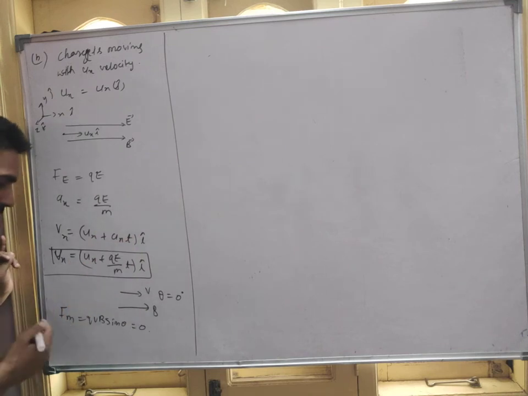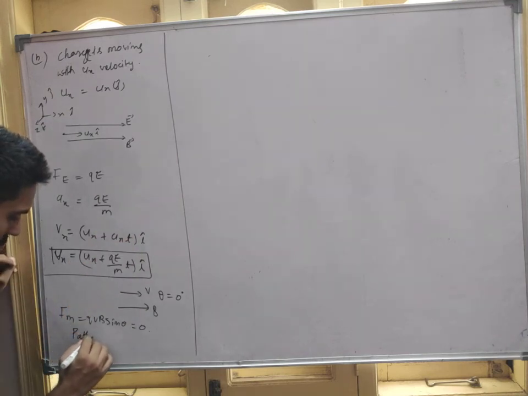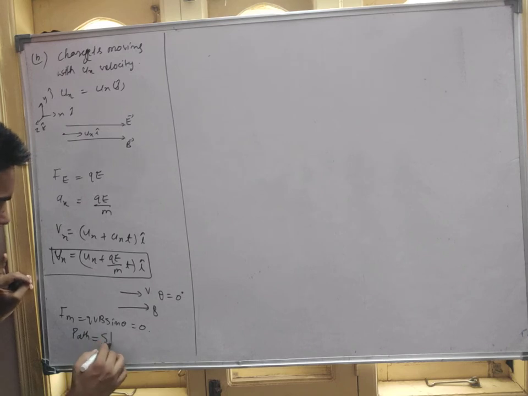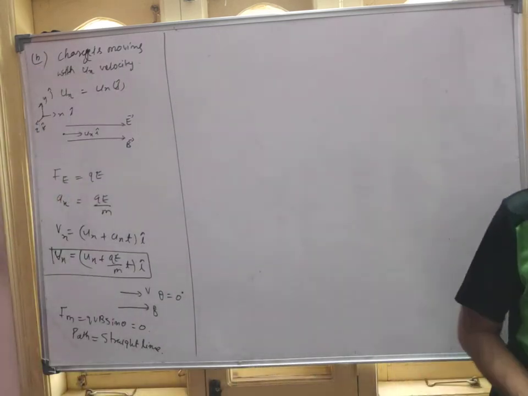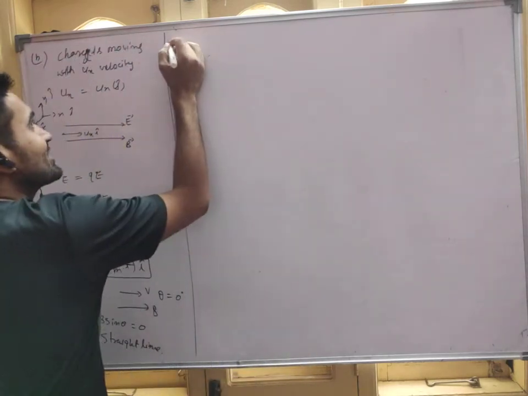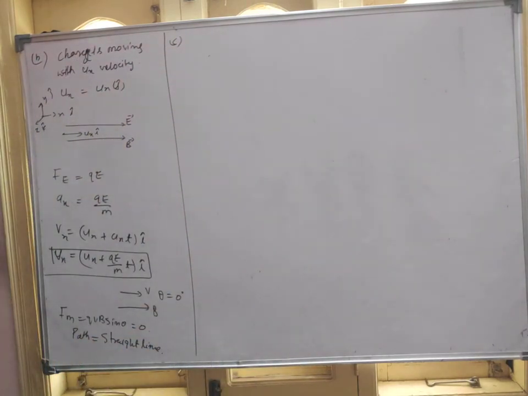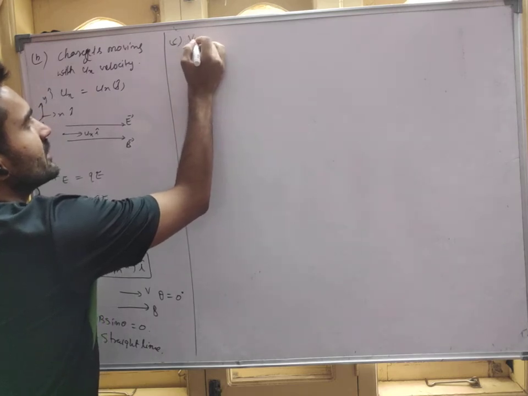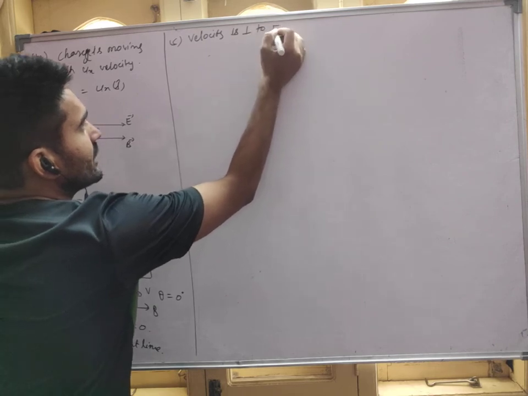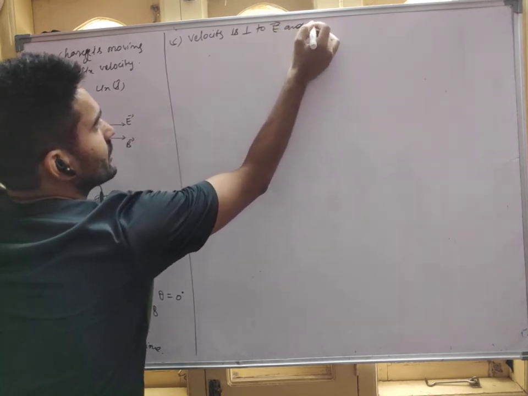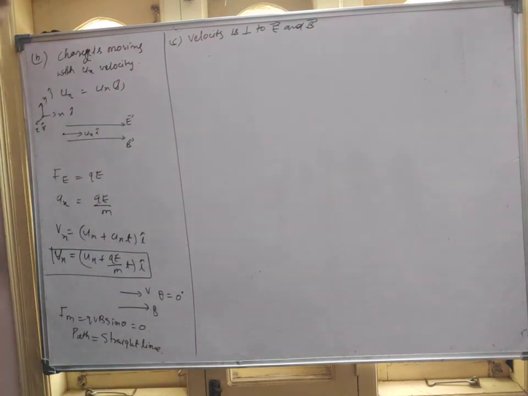What will be the path, guys? Path, straight line, I think. Yes or no? Tell me, will it be a straight line or not? Yes, I think it will be a straight line only. Okay, let's see. Let us say that it is moving, the velocity is perpendicular to E and B. So the velocity is perpendicular to E and B, right?